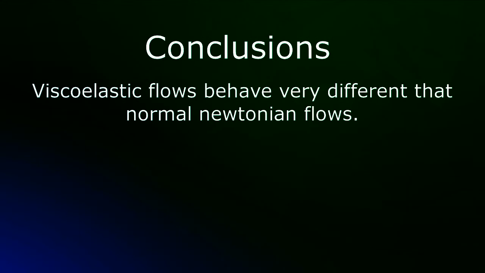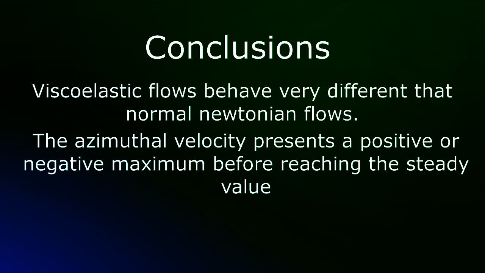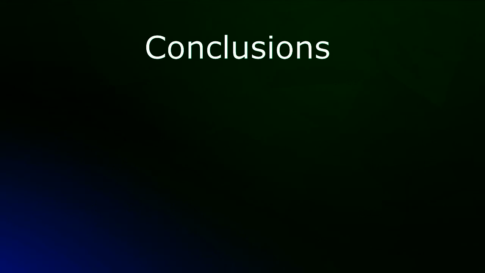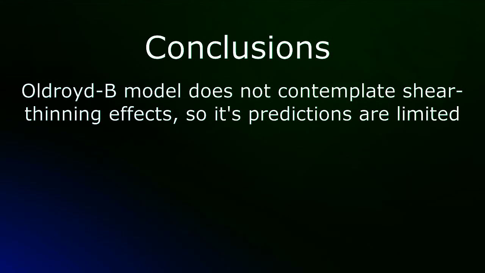To sum up the results from this study, we first have to notice that viscoelastic flows behave way differently than Newtonian flows. This kind of flow has a positive or negative maximum before reaching the stationary value. We show that undershoot and overshoot parameters depend on axial distance, solvent viscosity, and elastic component. Comparing with the simulations we present in the paper, which I invite you to read, we show that the Oldroyd-B model is not able to capture the full motion of the viscoelastic fluid.